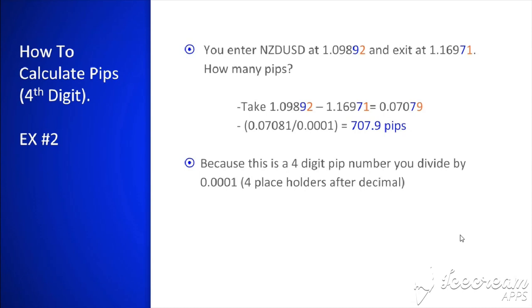So after finding out what the actual decimal number is, this method is for people who like dividing. If you're the dividing type, then what you want to do is take that 0.07079 and divide it by 0.0001. The reason why we're dividing it by 0.0001 is because, remember, the 4th digit from the decimal is the pip. So when you take 0.07079 divided by 0.0001, you should get 707.9 pips. All right. That's for you guys that like to divide stuff. That's not usually my style.